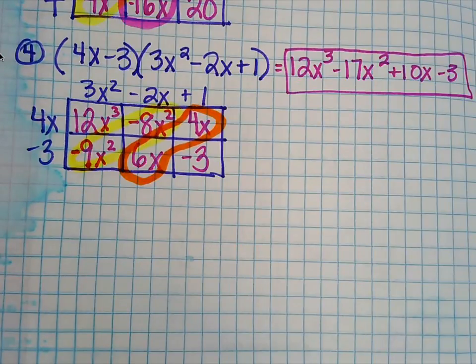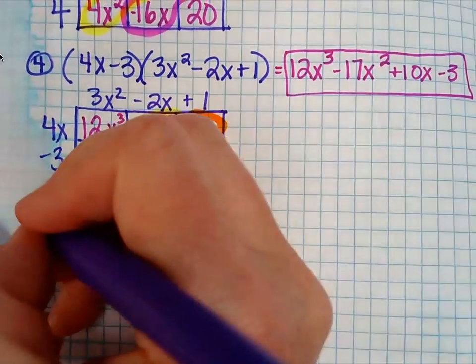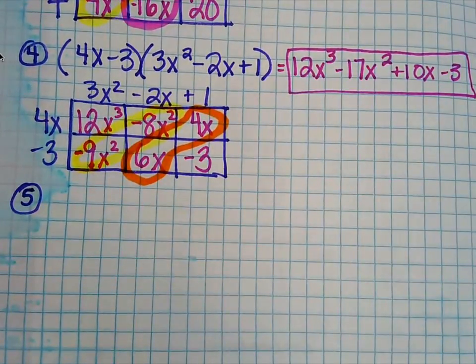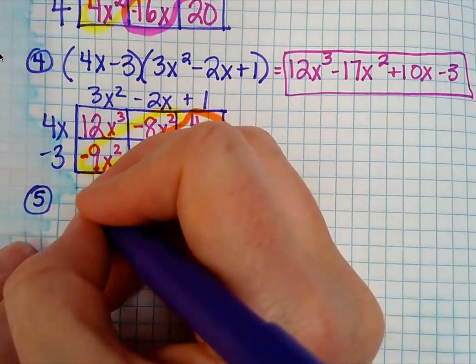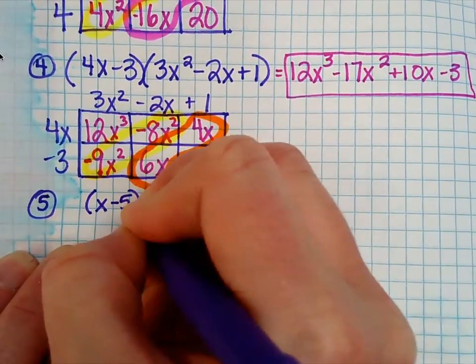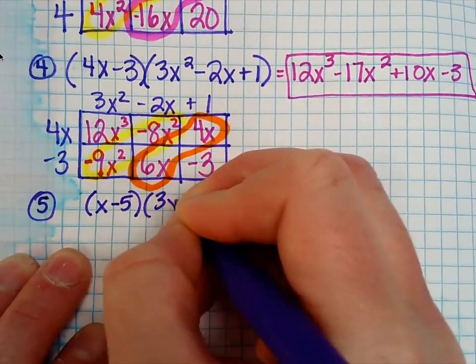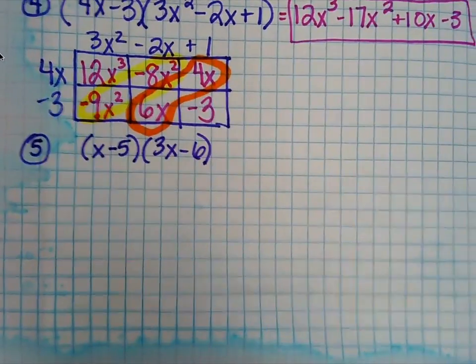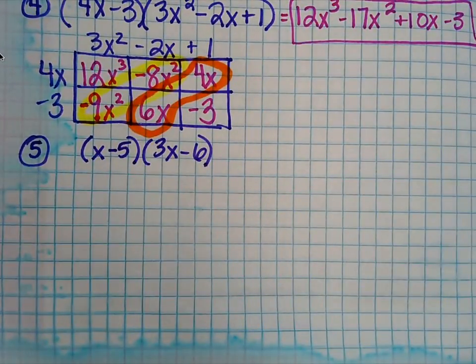Is it okay if we go to the next page? Okay, now we are going to do something a little easier, actually. These are called binomials. So a binomial is 2 terms. So we're going to multiply a binomial times a binomial. So this is x minus 5 times 3x minus 6. You're going to find these are a little bit easier.